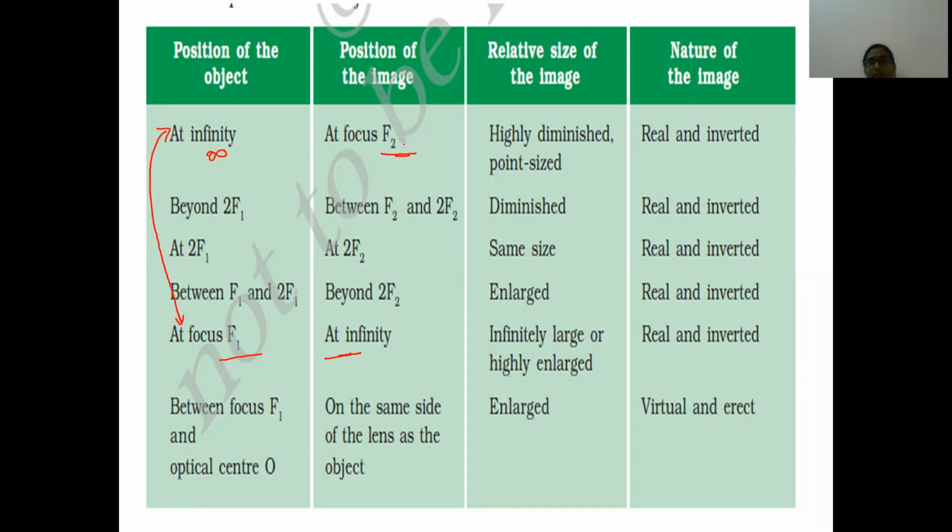And then when the object is at infinity, the image forms at focus, highly diminished, pointsized. It is real and inverted in case of convex mirror. Remember, for a convex mirror, when you pass light rays from infinity, they will form at focus. We'll see ray diagrams. When you place the object beyond 2f, that means beyond the center of curvature, as we call it in mirrors, but in lenses we call it beyond 2f, it will form between 2f and f. It is diminished and real. When you place it at 2f1, the image is also at 2f2, same size, real and inverted.